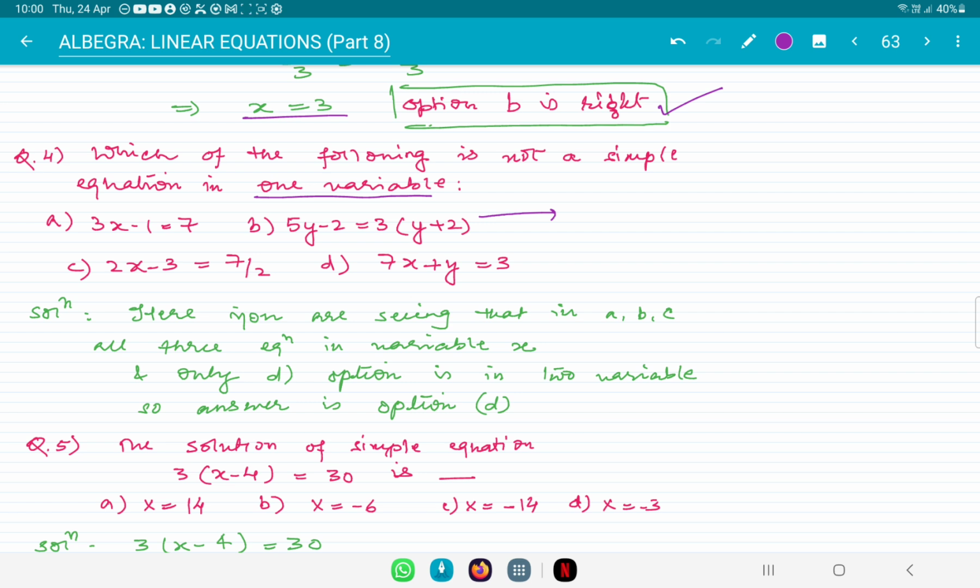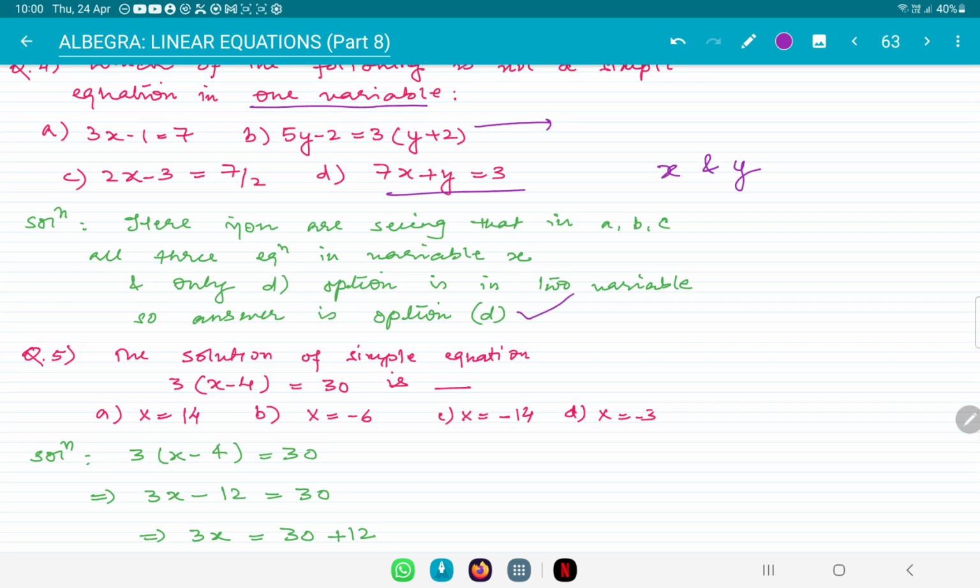Okay. Next, C is 2x minus 3 equals 7 by 2. So only the x variable. But in option D there is 7x plus y equals 3, which has two variables. Two variables, what are those? x and y. So option D is right.